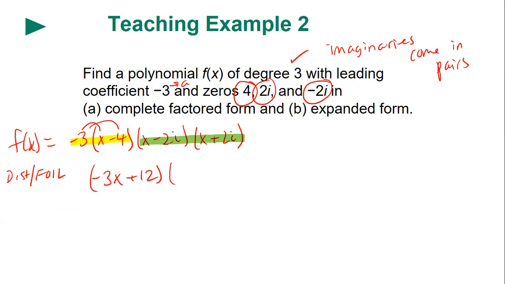Now I'm going to FOIL. So I have x times x is x squared. x times 2i is 2ix. -2i times x is -2ix. And -2i times +2i is going to give me -4i squared.